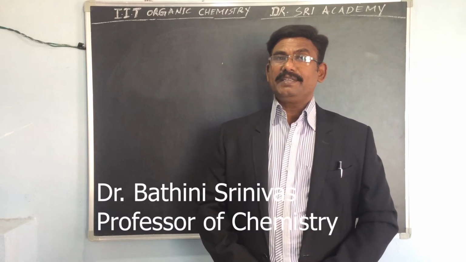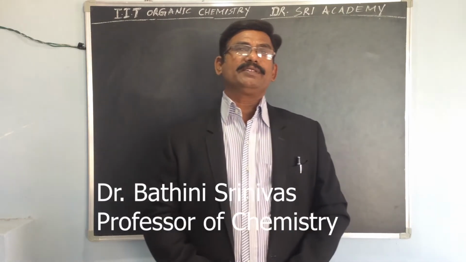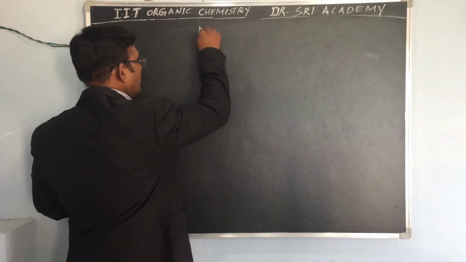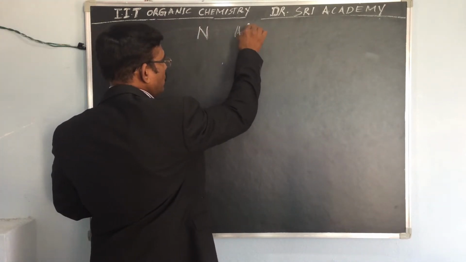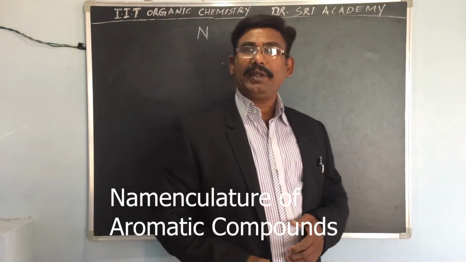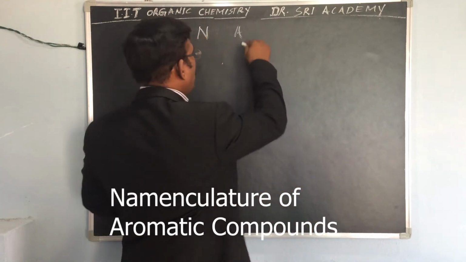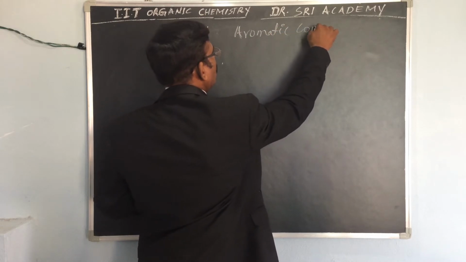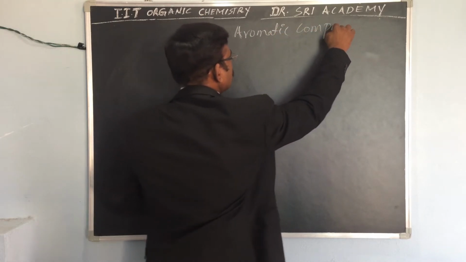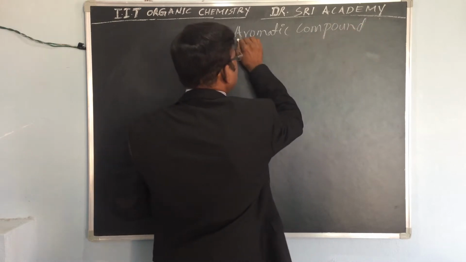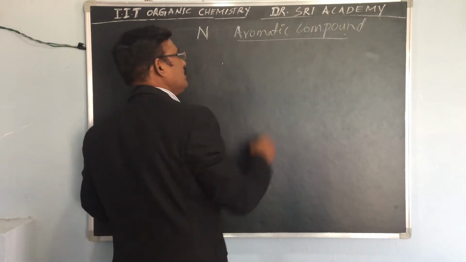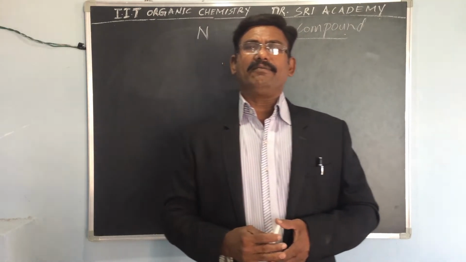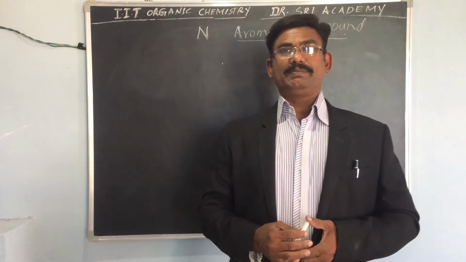So today in this video we will discuss the nomenclature of aromatic compounds. What type of aromatic compound? Aromatic compound. Aroma means what? A sweet, good smell. Nice, very good smell, like perfume.